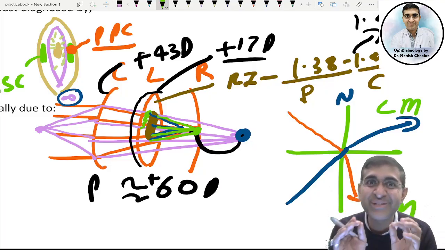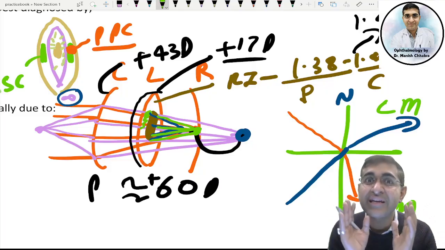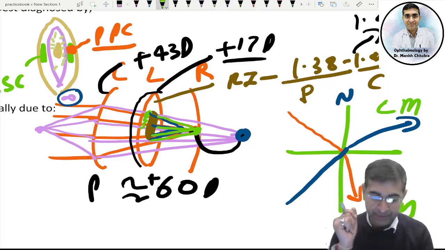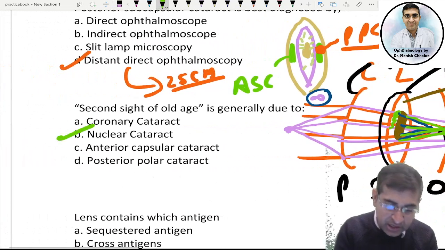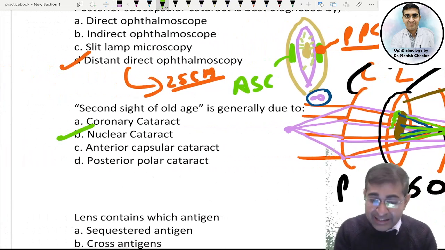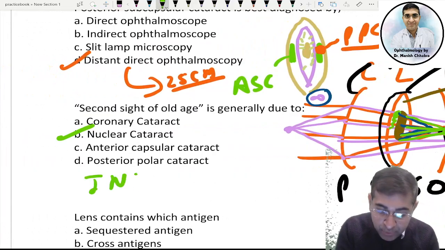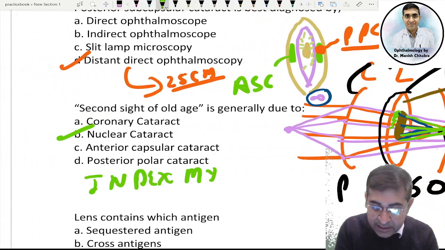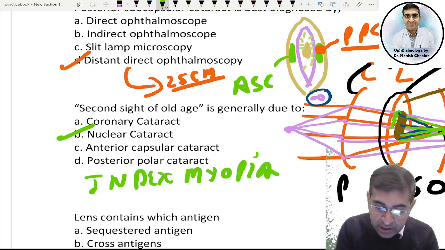So this happens in nuclear cataract. Done? Okay. Now this is the clear-cut answer. So index myopia is another point which happens in nuclear cataract.